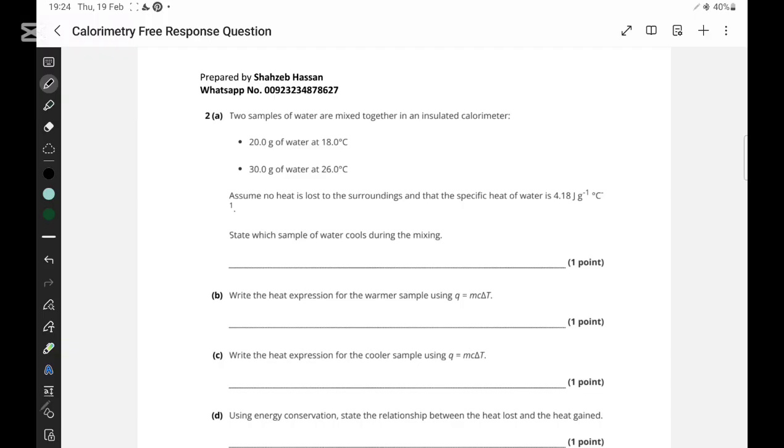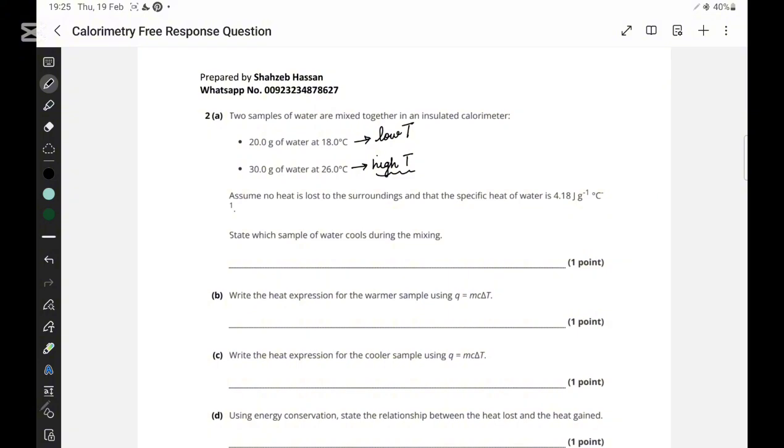In the next question, they are saying two samples of water are mixed together in an isolated calorimeter: 20 gram of water at 18 degrees Celsius, and 30 gram of water at 26 degrees Celsius. So this one is at high temperature and this one is at low temperature. They say assume no heat is lost to the surroundings and that the specific heat of water is 4.18. State which sample of water cools during the mixing. The sample which will cool during the mixing is the one at high temperature.